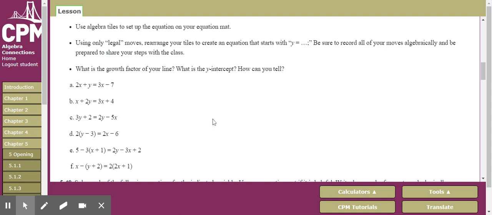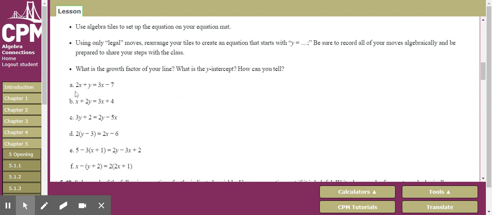Now we're going to put everything together to solve equations so that we can find linear relationships even when they don't look like a form that's familiar to us. So we've been working with y equals mx plus b, and when it's in that form, we can easily tell what the slope is and what the y-intercept is.